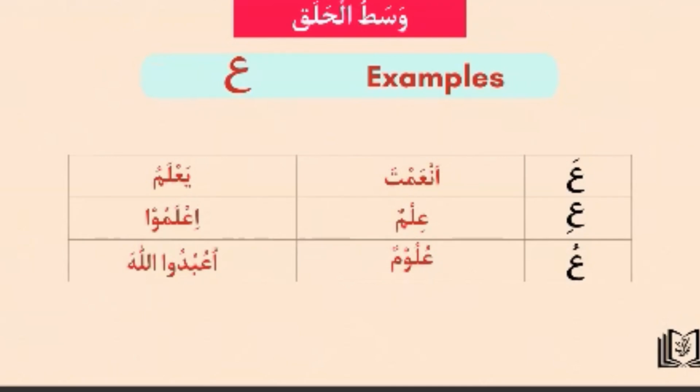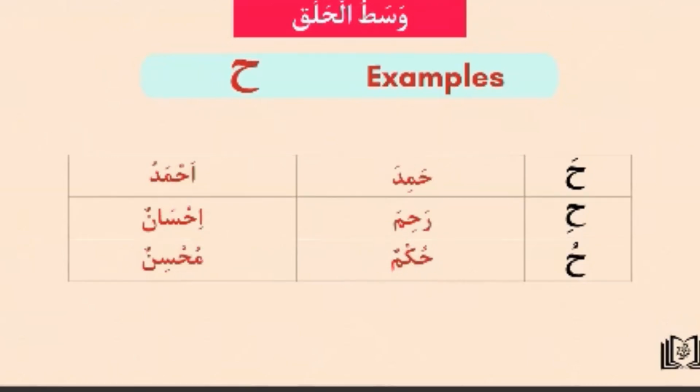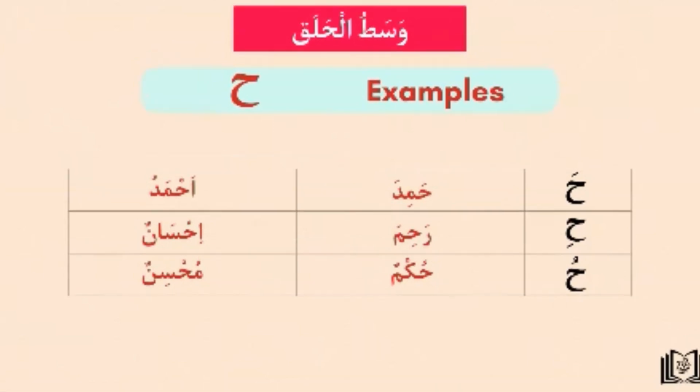Next one is the alphabet Ha. This is also the same, but when you're reciting the alphabet Ha, just widen your mouth. You will pronounce it correctly. Hamida, Ahmadu, Rahima.